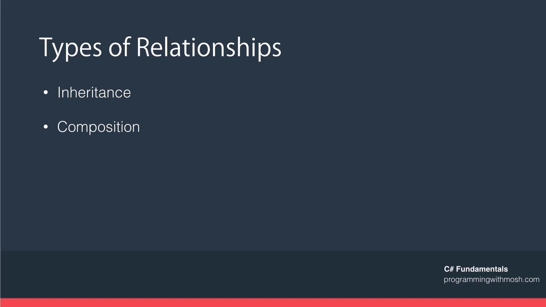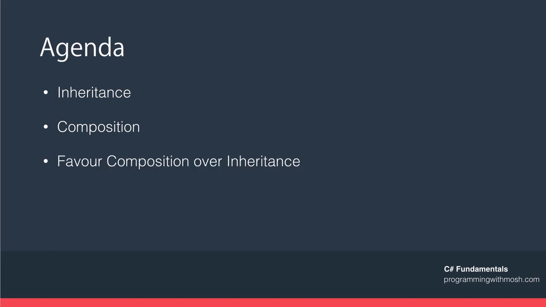In general, we have two types of relationships between classes. We have inheritance and composition. So over the next couple of lectures, I'm going to talk about inheritance and composition, both in terms of theory and practice. And finally, I will talk about the concept of favor composition over inheritance. Composition relationships usually result in less coupling. And that's the meaning of this concept, to favor composition over inheritance. So let's get started.